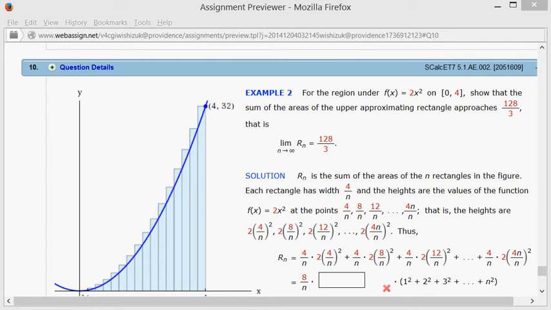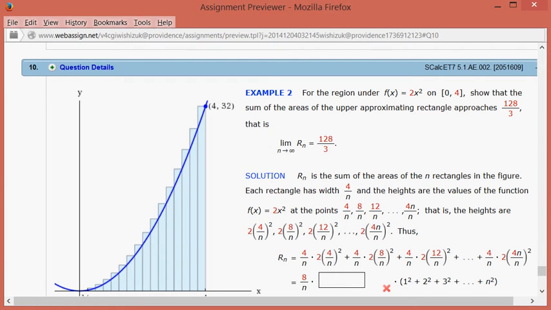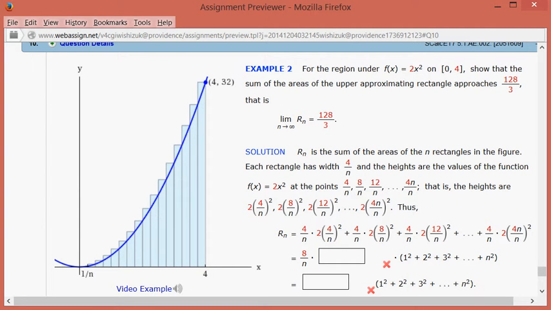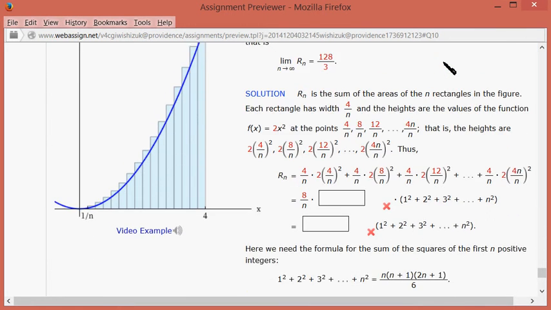Alright, let's look at homework 4.1, problem number 10. What we want to do is use the definition to find the area of the region under the function 2x squared, from 0 to 4. Alright, let's do that. Actually, they did quite a bit of work for us.